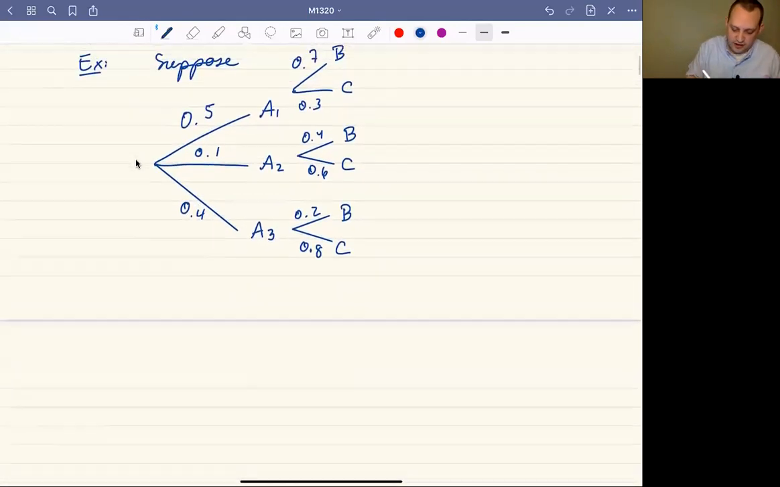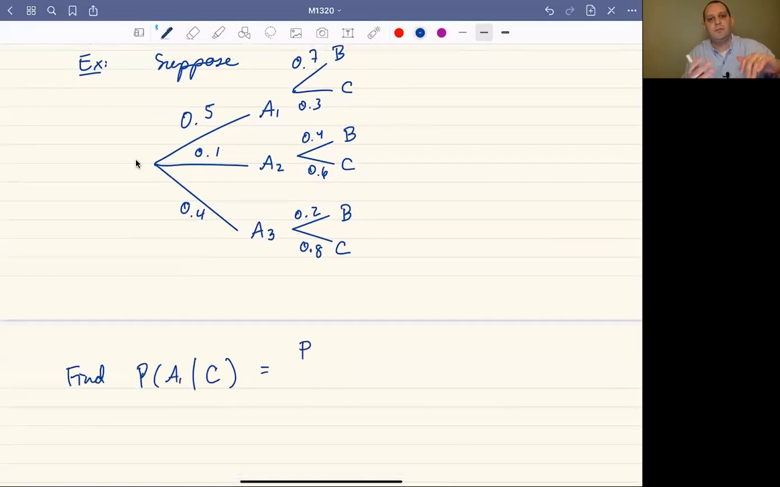So we want to find the probability of A1 given C. And so what we're going to do is use Bayes' theorem. This seems somewhat backwards, right? Because if A1 happens first, it seems slightly backwards, but there are good reasons where this is useful. And we'll talk about a medical example where this is going to be super useful for us.